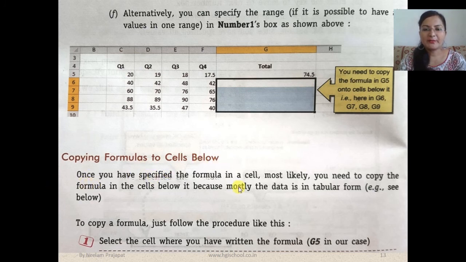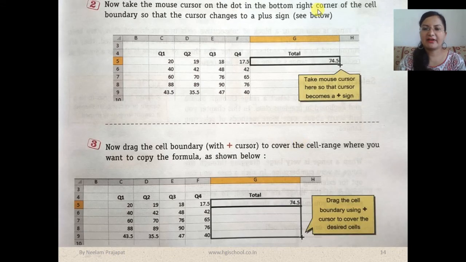Once you specify the formula in a cell, most likely you need to copy the formula in the cells below it, because mostly the data is in tabular form. So data is in tabular form, and then we can copy the formula. Let's see the steps. First of all, select the cell where you have written the formula. Where we have written the formula? We have written the formula in G5. So we have to select it. This is G5. You can see the column G, and 5th row, it is G5.